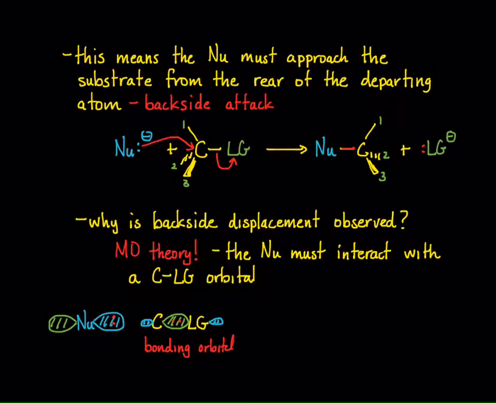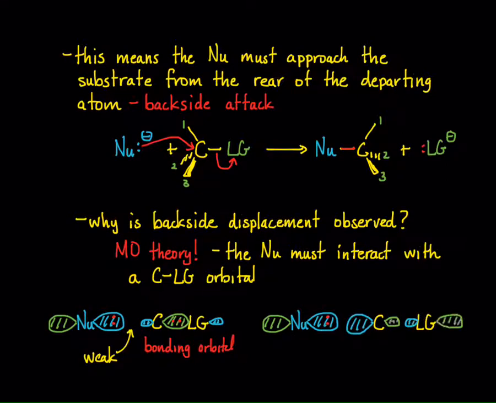Why? Well, number one, because most of the electron density resides in between the carbon and whatever that leaving group is. And so you have very small lobes on the other side of the carbon, and that's going to be a very weak interaction. But more importantly, that orbital is already filled with 2 electrons, so it can't accept any more electrons. And therefore, of course, we have to look at the nucleophile interacting with the antibonding orbital.